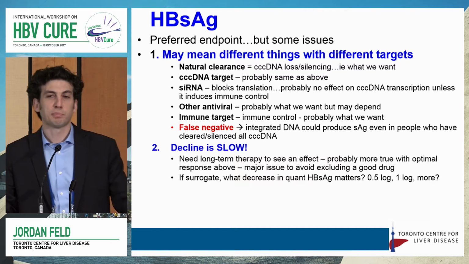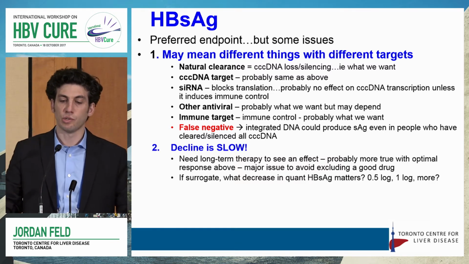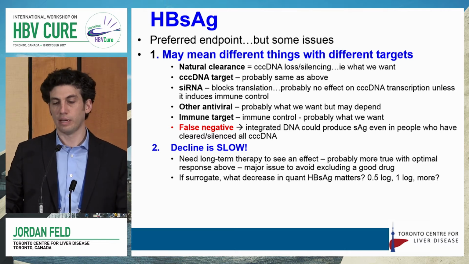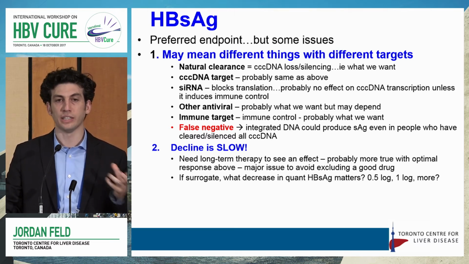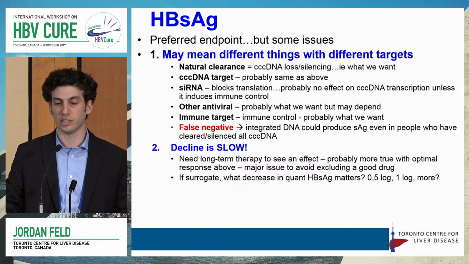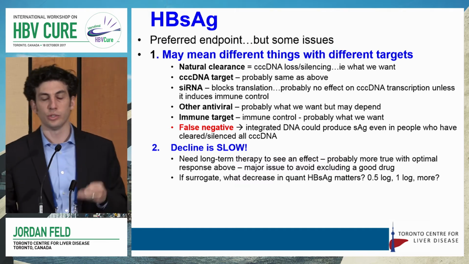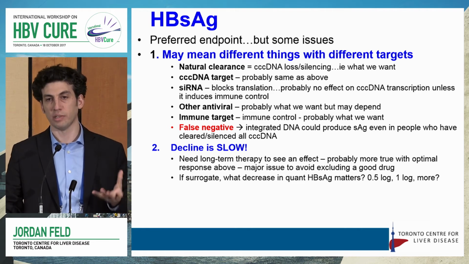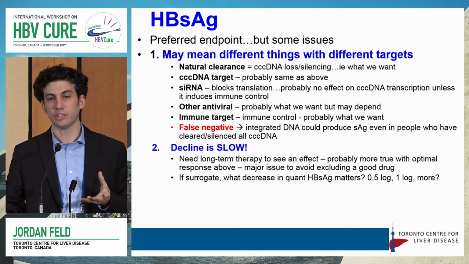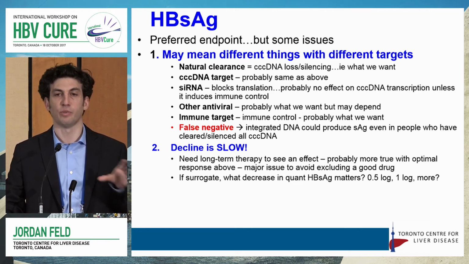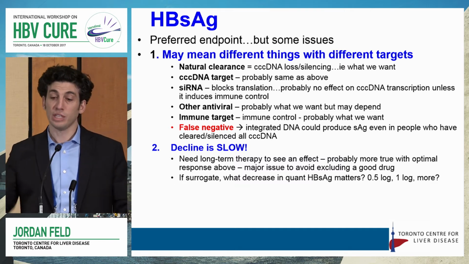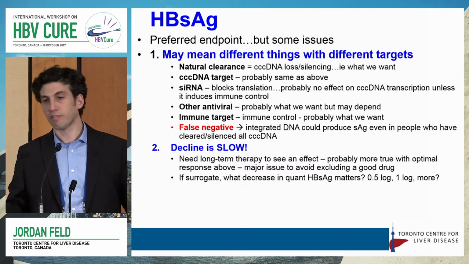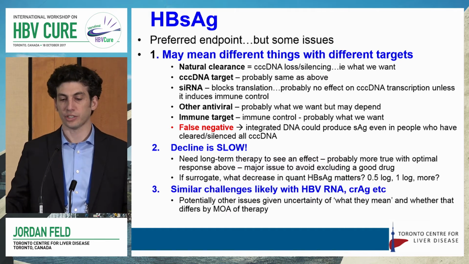But the bigger challenge is probably that the decline is slow, so you probably need a long-term therapy to see an effect, and this is probably even more true if you're really getting true silencing or clearance of cccDNA. So the challenge here is that you want to avoid excluding a good drug just because you don't see a rapid fall, and most trials, at least initially, and at least for monotherapy, begin with very short studies where you may not see this effect. And if you do see the effect, then what matters? Is it a half-log reduction, a full log reduction, or actually clearance?